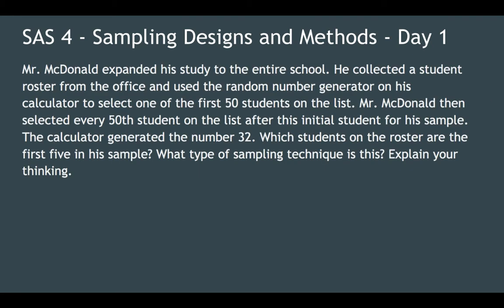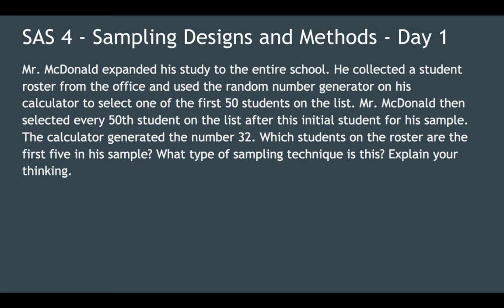Mr. McDonald expanded his study to the entire school. He collected a student roster from the office and used the random number generator on his calculator to select one of the first 50 students on the list. He then selected every 50th student on the list after this initial student for his sample. The calculator generated the number 32. Which students on the roster are the first 5 in his sample, and what type of sampling technique is this?